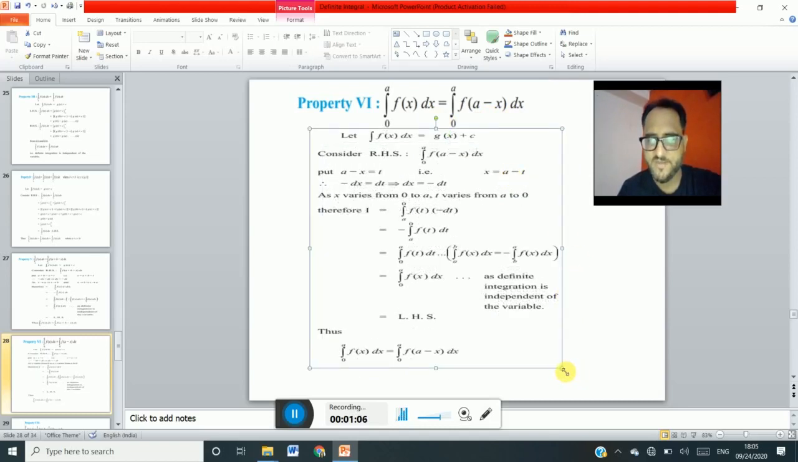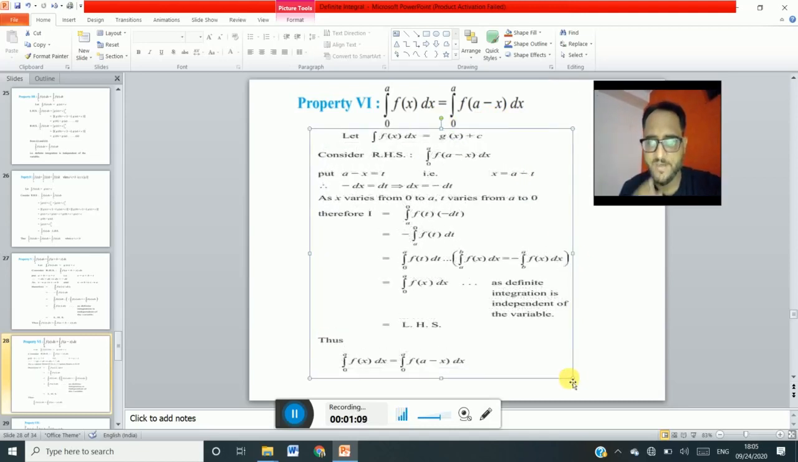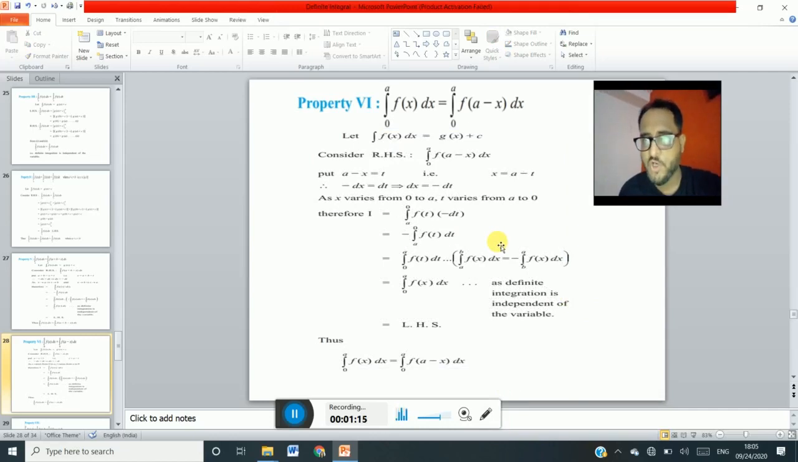Now this is actually a very important property, and try to understand it, because it is important in the sense of problems also, because in a lot of examples we have to use this property. So see how we prove it. First of all, again let integration of f of x equal g of x plus c. Then again consider the RHS of the proof, that is integration from 0 to a of f of a minus x dx. This is the right hand side of the proof.